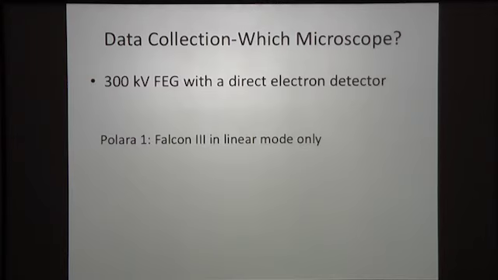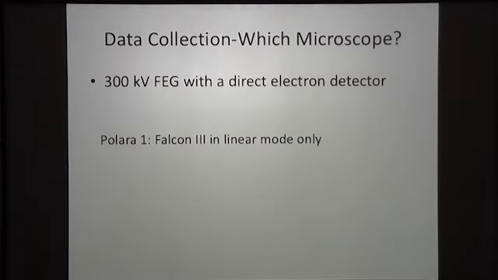Here at the MRC, we have a very nice Polara, which has a Falcon 3, which only runs in linear mode, but lots of people have got very nice data from here. There are about 32 sub-5 angstrom structures deposited to the PDB from this microscope in the last 4 years. Typically, the samples that we use here, because it's in linear mode, are the larger samples, so anything above 500 kilodalton, although some people have gotten below that as well.